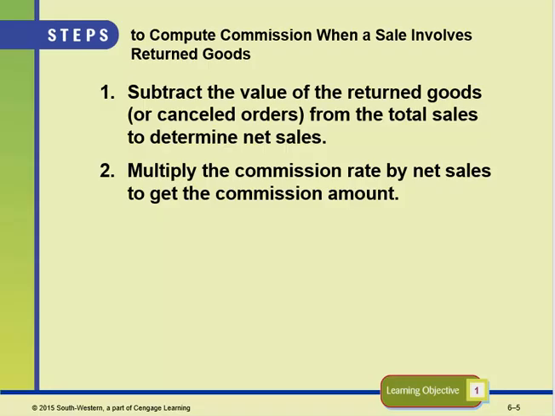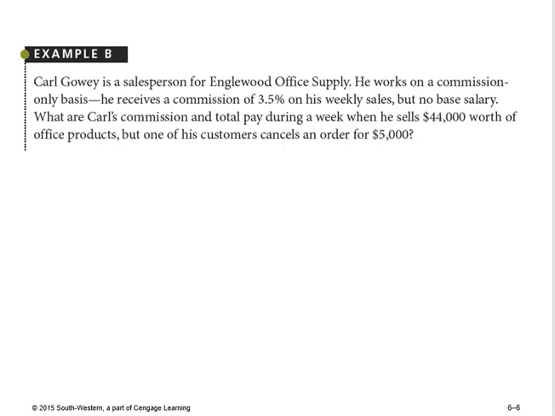Now let's take a look at another example. When a customer returns something, you can't count that sale toward the commission. So first we're going to have to subtract the value of the returned items or canceled orders from the total sales. And that's going to give you what's called the net sales. Then we're just going to multiply the commission rate by the net sales to figure out the actual commission. So let's take a look at this example next.